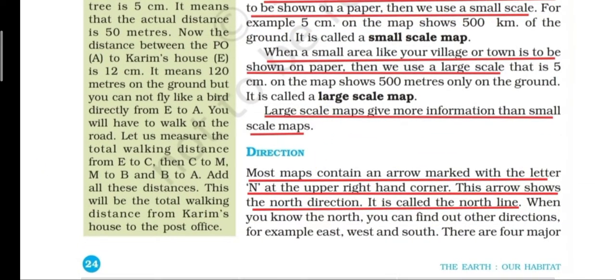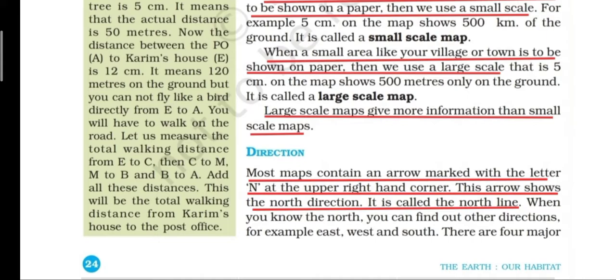So, most maps contain an arrow marked with the letter N at the upper right hand corner. This arrow shows the north direction. It is called the north line. When you know the north, you can find out other directions, for example, east, west, and south.